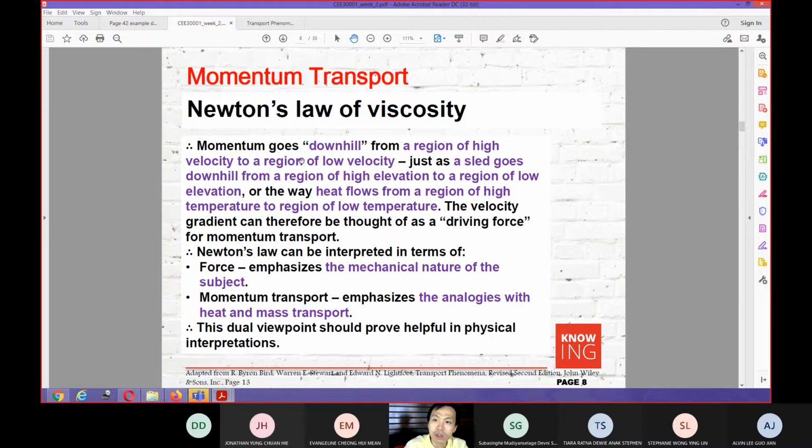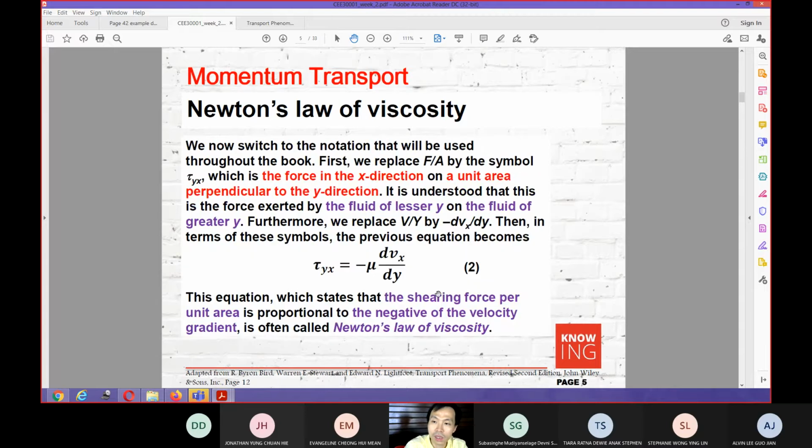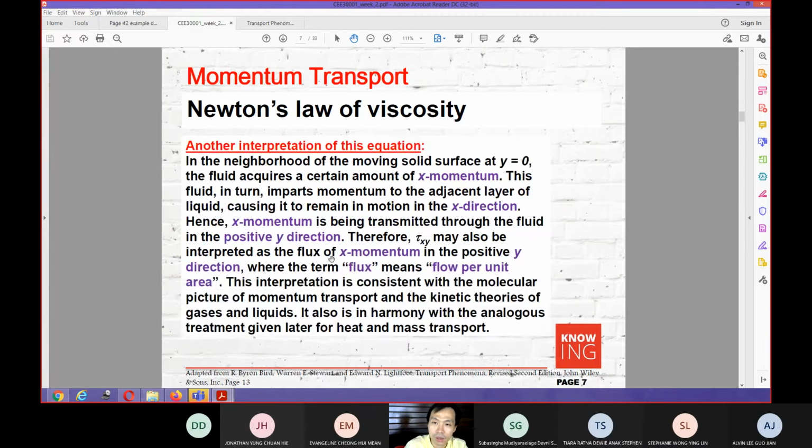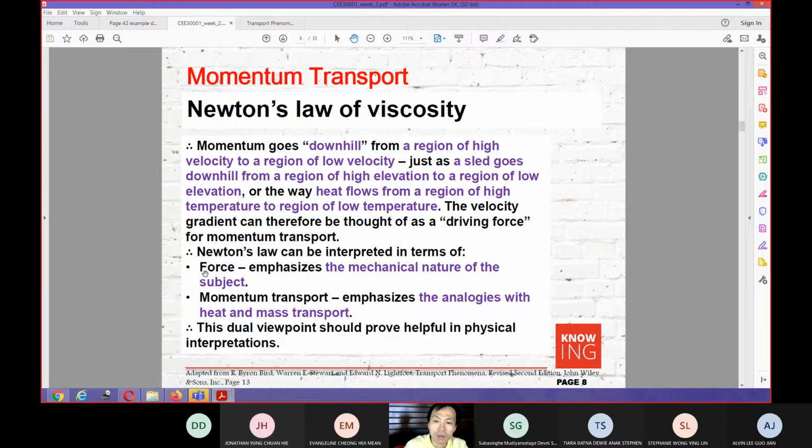Okay, so then we can recap everything again in here. So momentum goes downhill from a region of high velocity to a region of low velocity. That will be what is important. So the Newton's law of viscosity, number 2 in here, can be interpreted in two ways. Okay, in terms of the force, meaning it's the mechanical nature of the subject. So in order for you to get that momentum transport, you have to apply a force into your system to make the particular part of your system move.